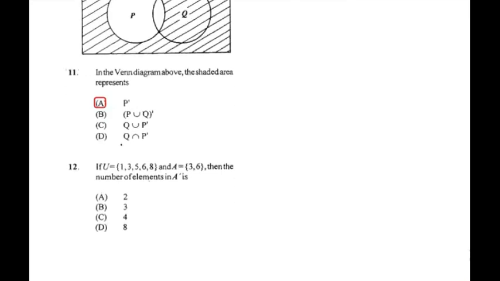So number 12, if the union is equal to 1, 3, 5, 6, 8 and A is equal to 3, 6, then the number of elements that is not in A is, so remember again the A apostrophe, you're looking for everything that is not in A. So 3 and 6 is in A, therefore the number of elements that is not in A would be 1, 2, 3. So number 12 is B.